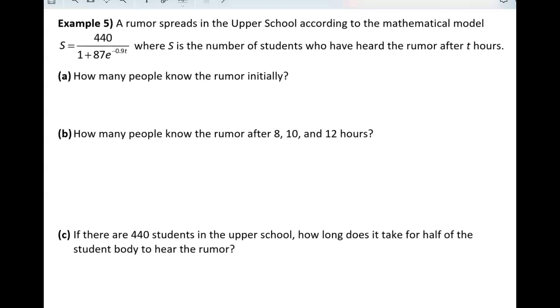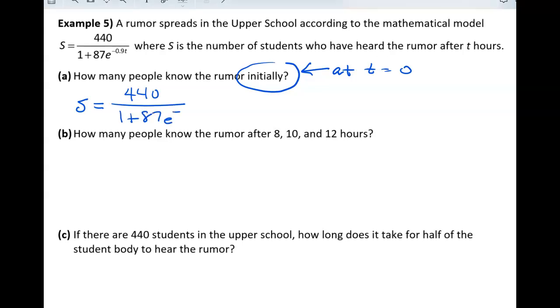So we're asked how many people knew the rumor initially. So initially means when t is equal to 0. So S, the number of people, is equal to 440 over 1 plus 87 e to the negative 0.9 times 0.